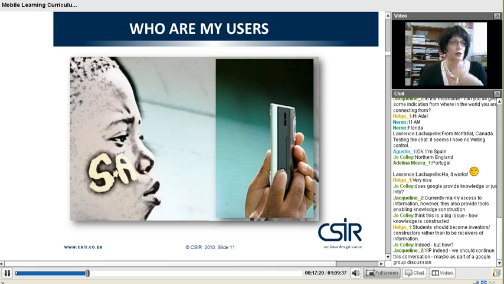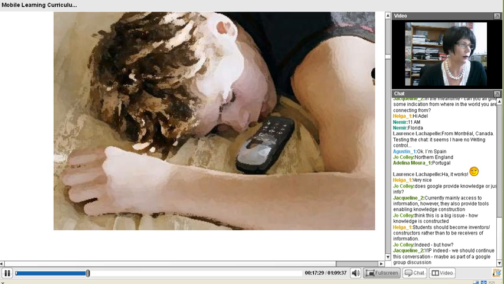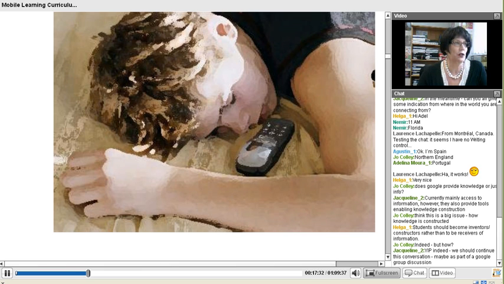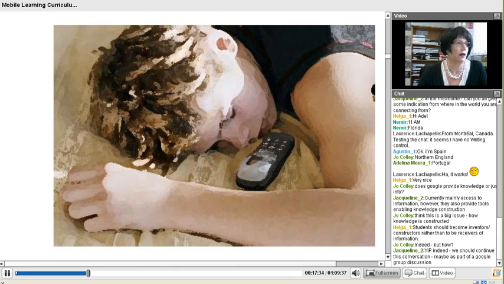Firstly, who are my users? When you're planning a curriculum, you need to have intimate knowledge of who you are actually addressing. If we're working with school children, then we all know that they'd rather forget their lunch at home than their phones. They have integrated mobile phones right across their lives. And much like the 1950s burger joints, it's now become a case of my phone is my extension to life.